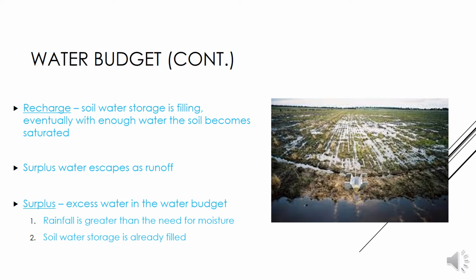Surplus, this is whenever you have excess water. There's two causes for surplus. Either your rainfall is greater than the need, or your soil water storage is already filled. So you either have too much rainfall, or you're already full, so any rainfall is too much.